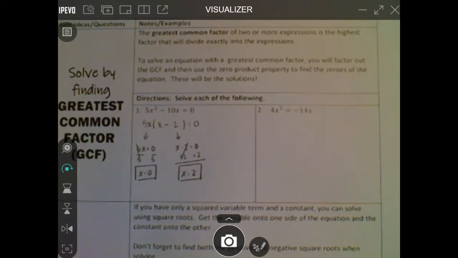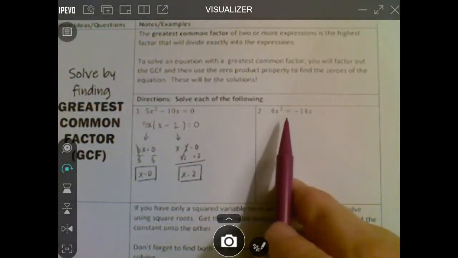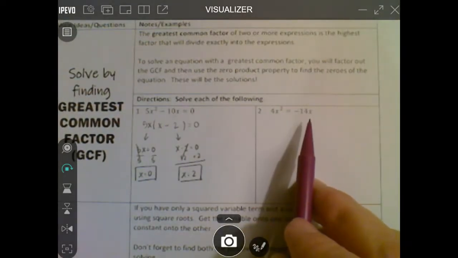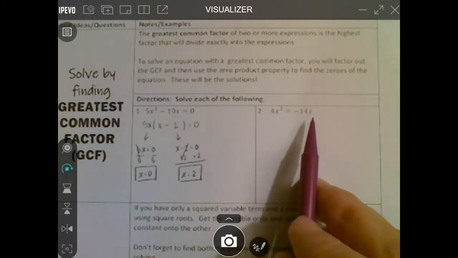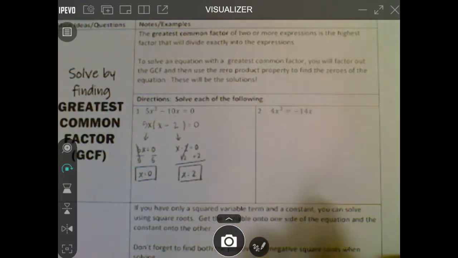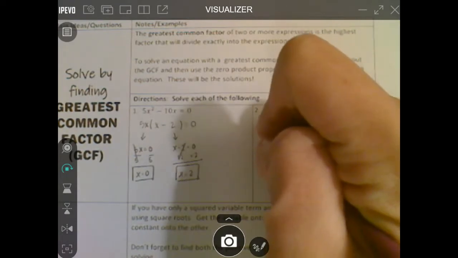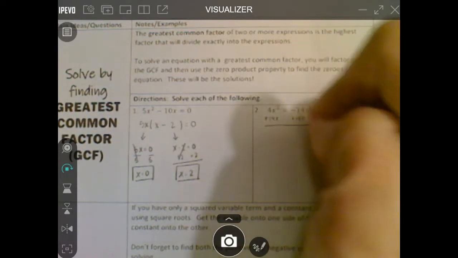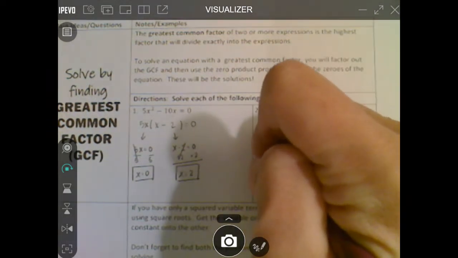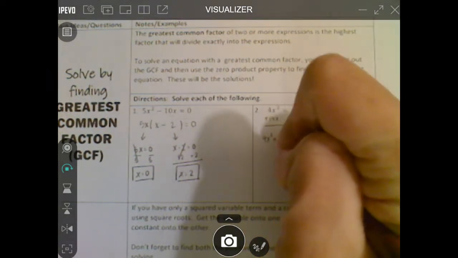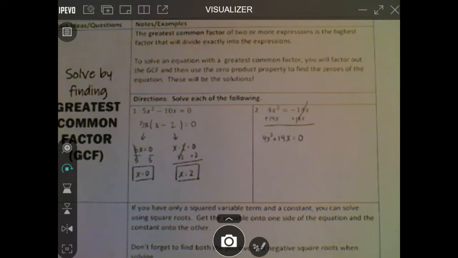The next one's a little bit different because if you notice, the two terms aren't on the same side of the equation. First thing I'm going to do is bring everything to the same side. I'll bring the 14x over to this side to make it positive, just to make things a little bit easier. So I'll add 14x to both sides. That'll leave me with 4x squared plus 14x equal to 0.